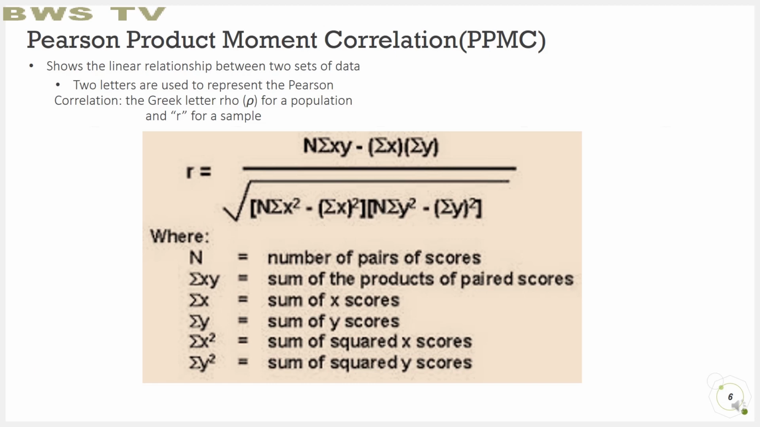where n is the number of pairs of scores, summation of xy is the sum of the products of paired scores, summation of x is the sum of x scores, summation of y is the sum of y scores, summation of x squared is the sum of squared x scores, summation of y squared equals the sum of squared y scores.